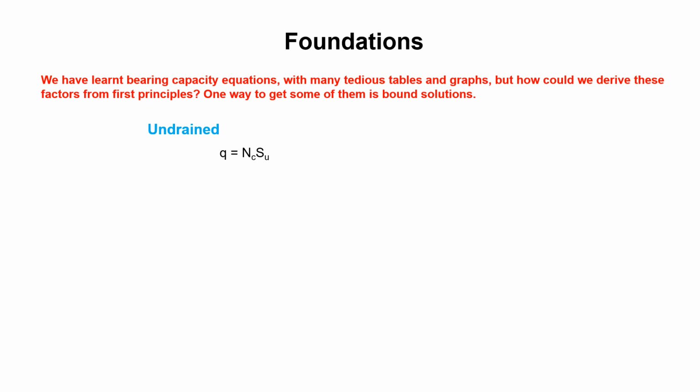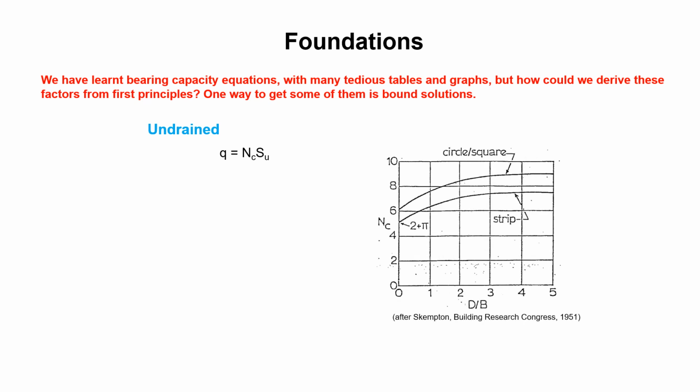So you will have come across an equation like that. The undrained bearing capacity Q is NC, an undrained bearing capacity factor, multiplied by SU, the undrained shear strength. I'm sure you've seen that. And you've almost certainly seen this diagram. This is from my old colleague at Imperial College, Alex Scampton.